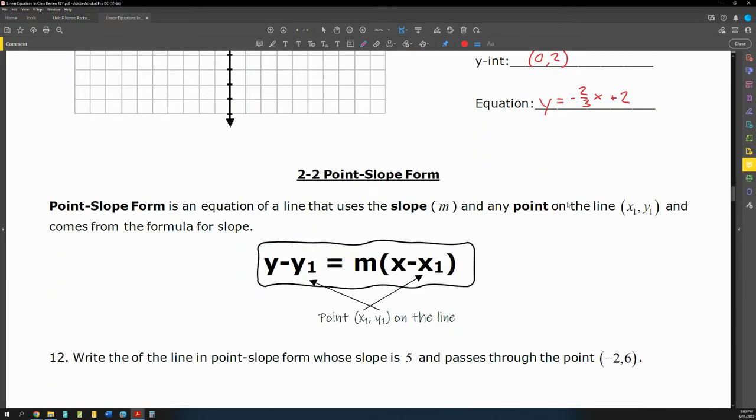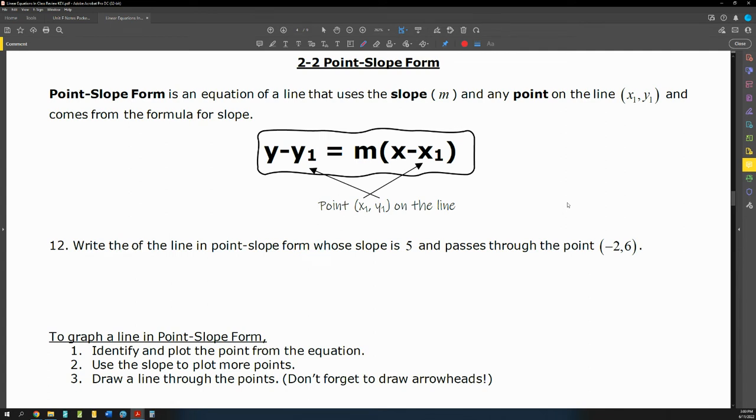All right, on to point-slope form. Point-slope form, like slope-intercept form, uses the slope, but instead of the y-intercept, point-slope form uses a point and the slope. This is the form y minus y1 is equal to m times the quantity x minus x1, where m is the slope, as we've seen before, and (x1, y1) is a point on the line. It's not necessarily the y-intercept, though it could be. It's just any point on the line.